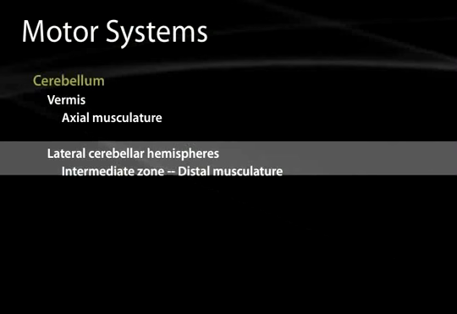So the cerebellum, you should remember, controls the ipsilateral side of the body. So if I have a left cerebellar lesion, I will have coordination deficits on the left side of my body.